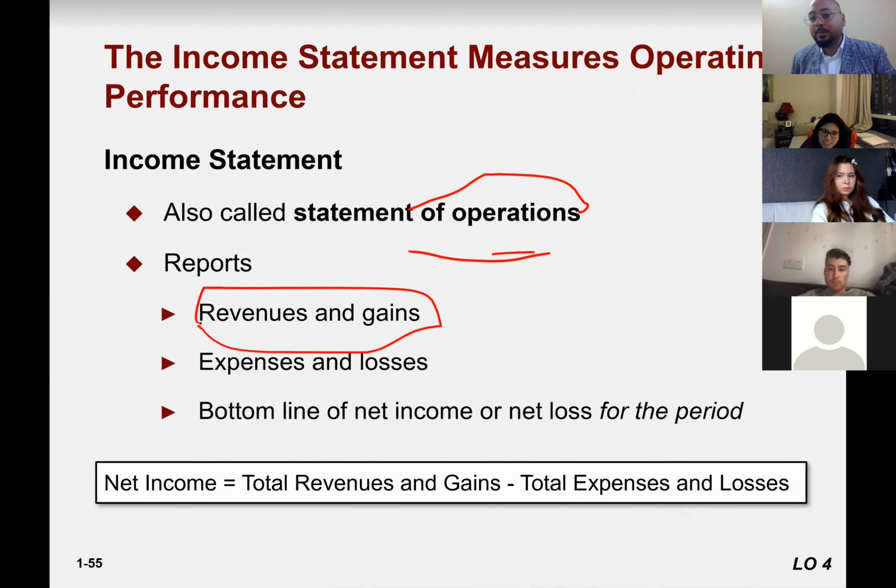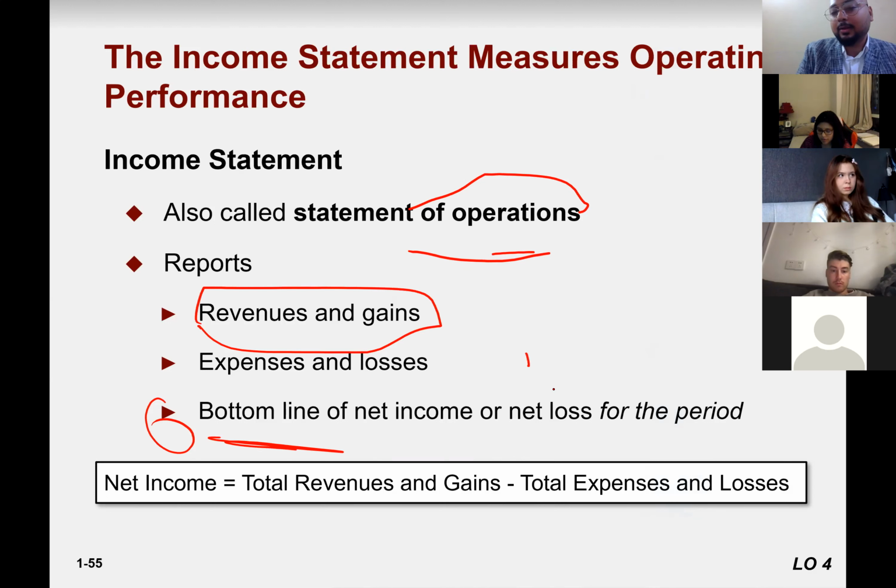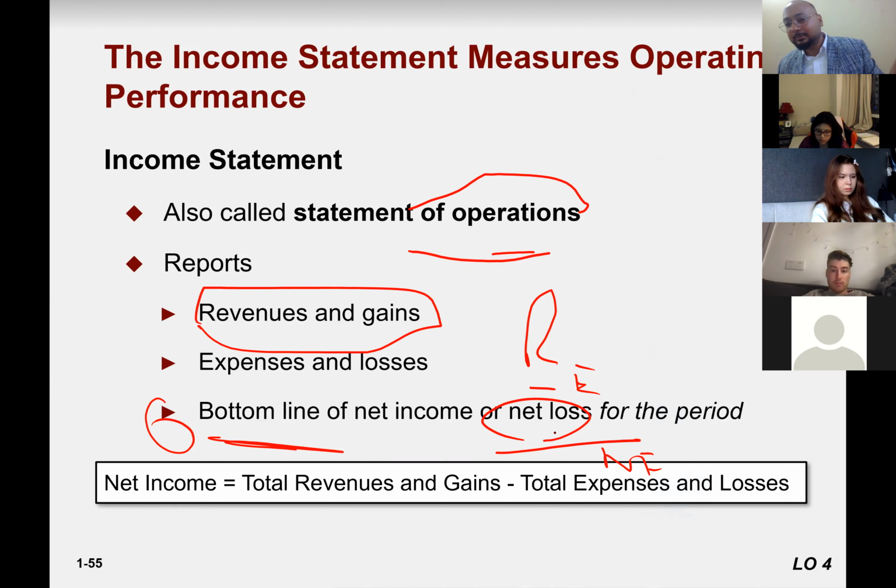But the income statement reports revenues and expenses, right? At the bottom line, revenue minus expenses tells you net income. If the answer is positive, it's net income. If the answer is negative, it is a net loss. Understand?